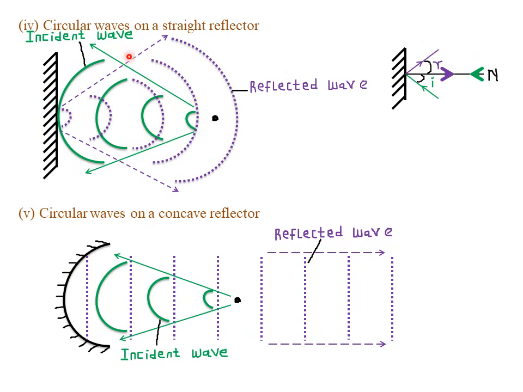Next, we look at circular waves on a straight reflector. If you have a circular wave, remember for all plane waves, the reflected waves were taking the shape of the reflecting surface. But for the circular waves, it is actually different. If you have a circular wave emanating from this particular point, these are our incident circular waves. When they meet a plane surface or a straight reflector, their direction of motion will simply change.